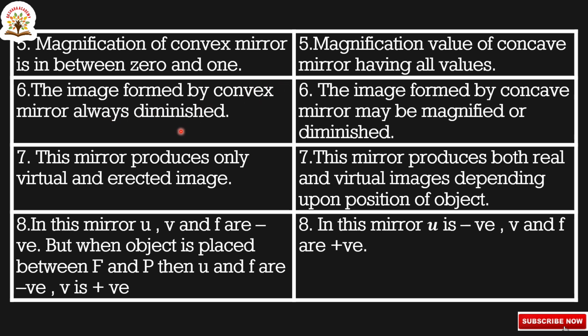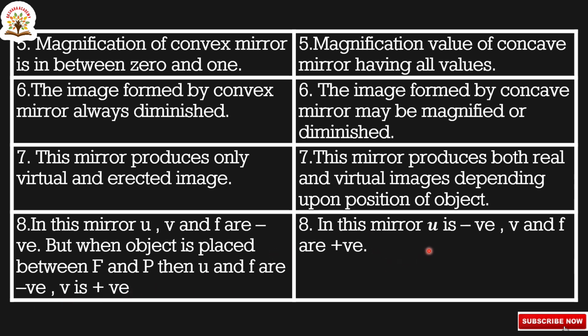The image formed by a convex mirror is always diminished, that is, small. The image formed by a concave mirror may be magnified or diminished. This mirror produces only virtual and erect images, and this mirror produces both real and virtual images depending upon the position of the object. In this mirror, u, v and f are negative, but when the object is placed between F and P, then u and f are negative and v is positive.